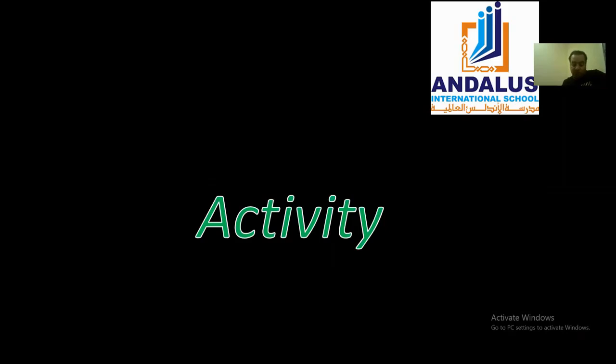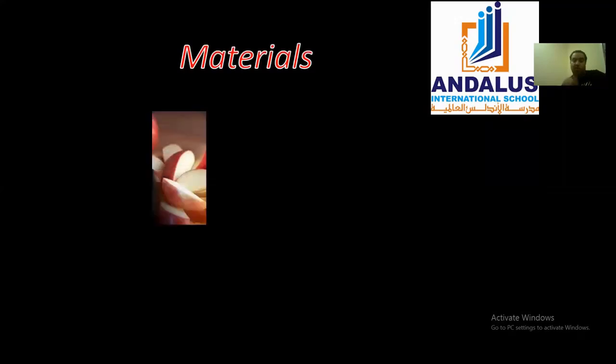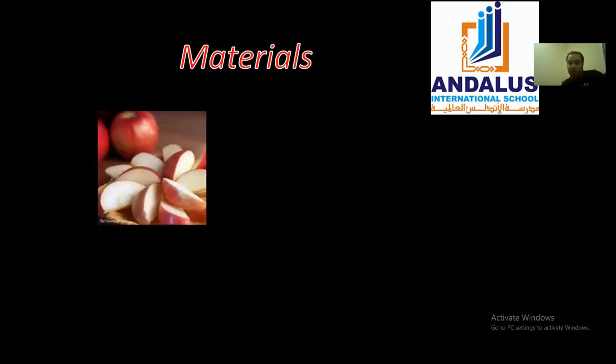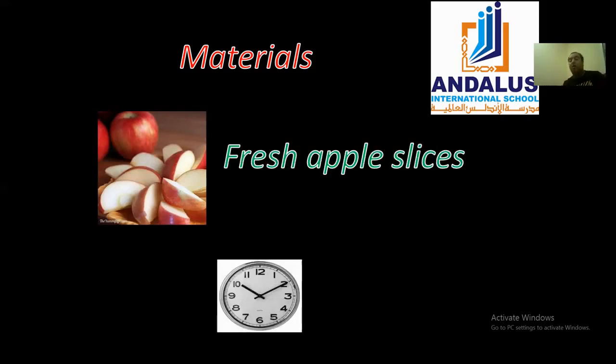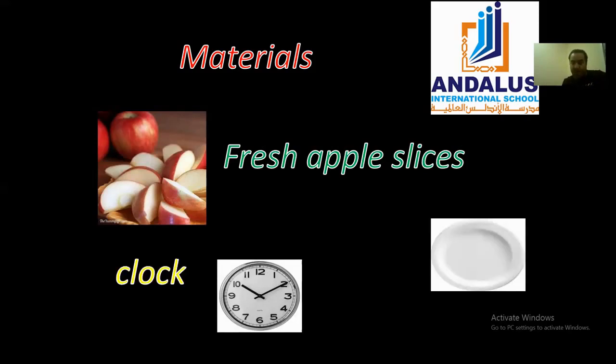This is our first activity. Of course, if we're doing an experiment, we need some materials. So what are the materials for today? What can you see here in front of you? Yes, we need some apple slices. Maybe you can use one. They have to be fresh, by the way. And I need a clock, something to tell me the time, and I'm telling you why. And at the end, I need a plastic plate. If you don't have a plastic one, just use any normal one.